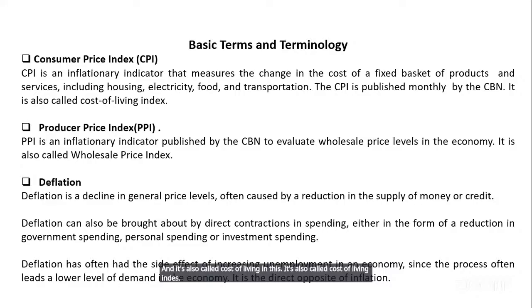The second one is the producer price index, PPI. It is an inflation indicator published by the CBN, Central Bank of Nigeria, to evaluate the wholesale price level in an economy. It is also called the wholesale price index.